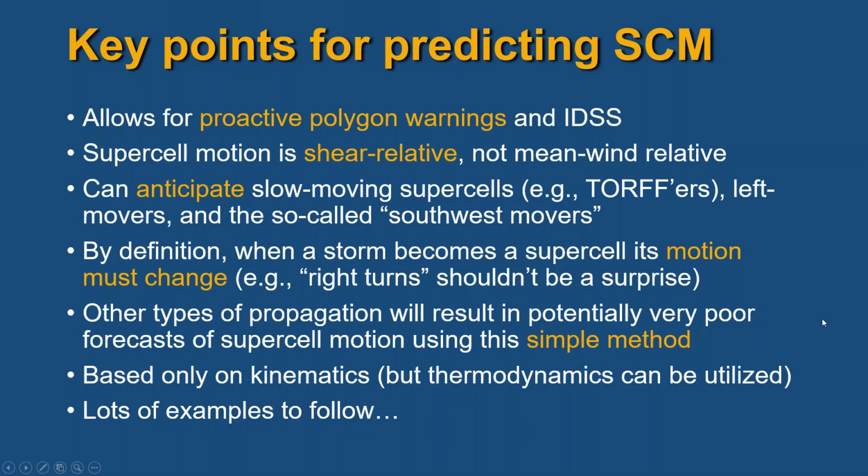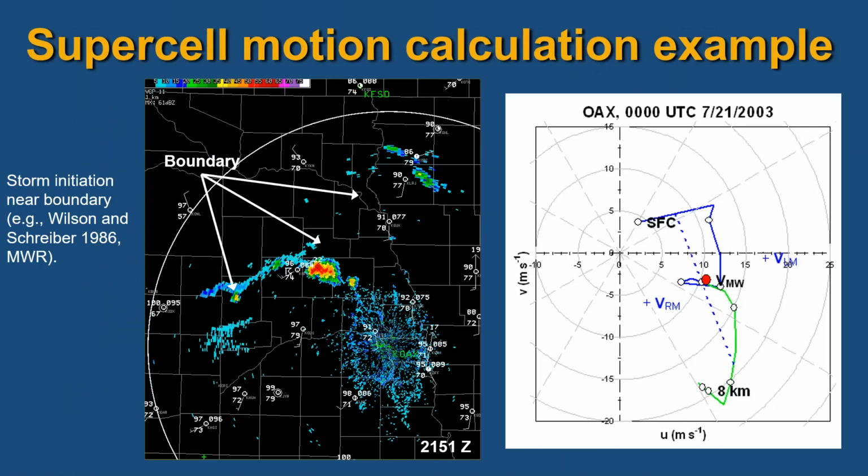So now I have a lot of examples that we will go through here. The first one is how to calculate supercell motion. I think this is really important because I've seen it be sloppy at times by people just taking a quick cursory look, but sometimes the devil is in the details.